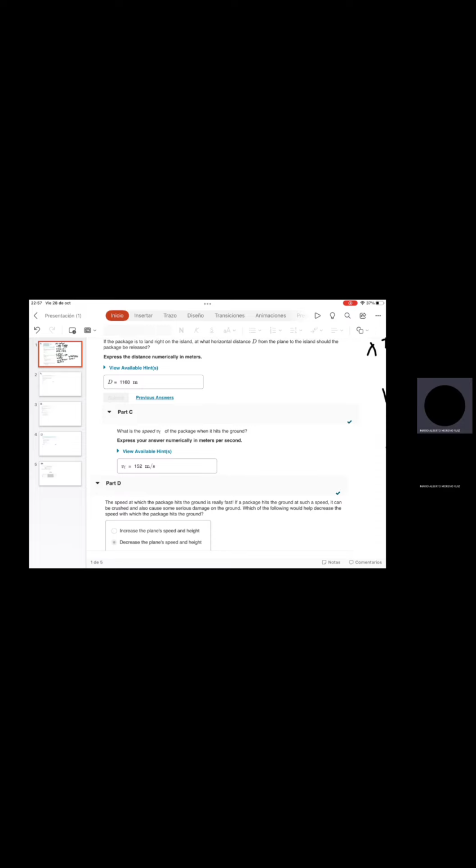Now part D is asking us that the speed at which the package hits the ground is really fast. If the package hits the ground at such a speed, it can be crushed and also cause some serious damage on the ground. Which of the following will help to decrease the speed with which the package hits the ground? It is decrease the plane's speed and height. This is because at less height, gravitational force will have less time to act on the object, so acceleration will be less. So you can know that it will help to not make so much damage on the ground.